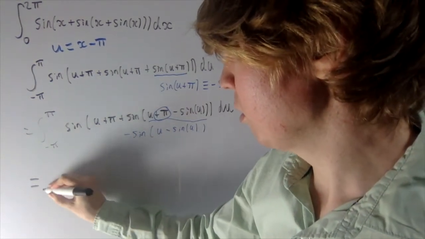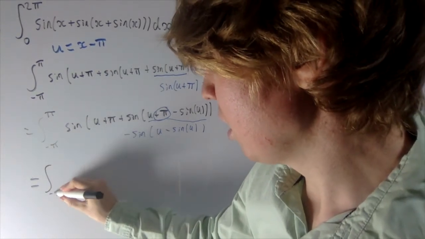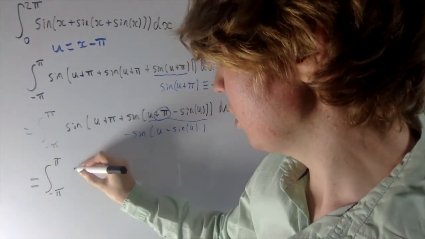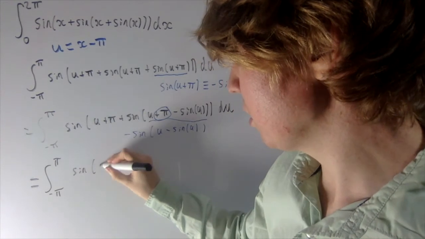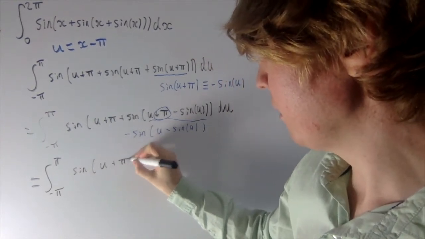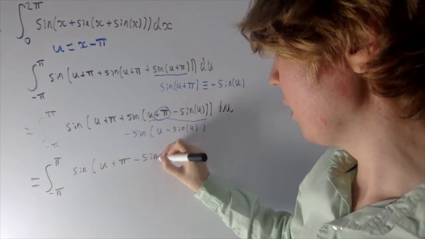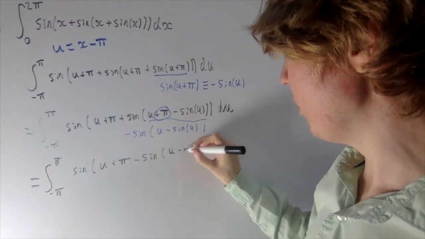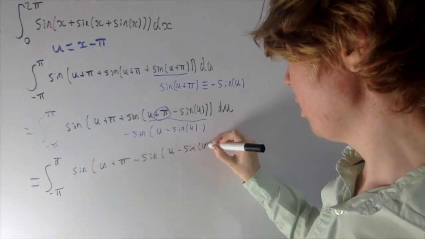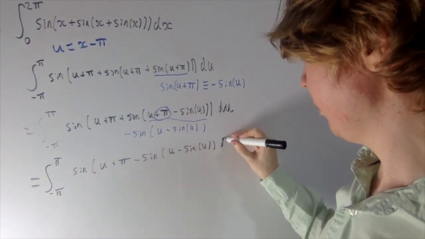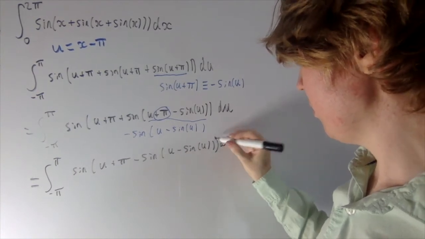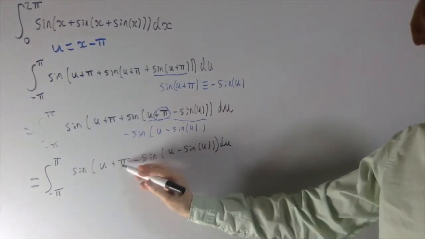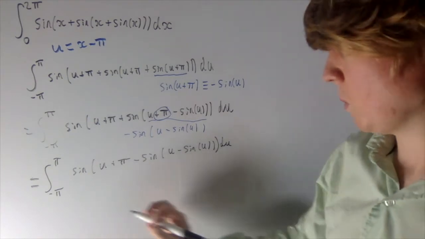Okay, so what does this give us next? It's starting to look a little bit neater. Sine of u plus pi minus sine of u minus sine of u, du. And finally we'll get rid of this pi as well.